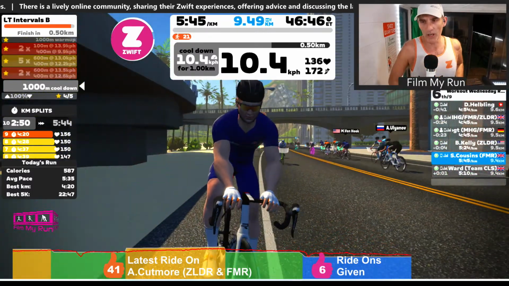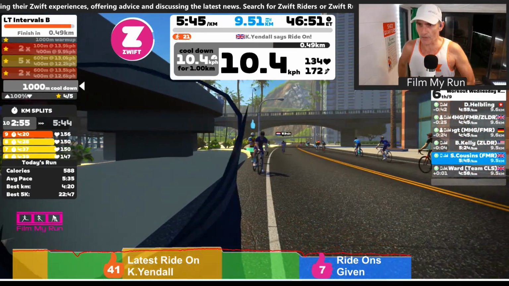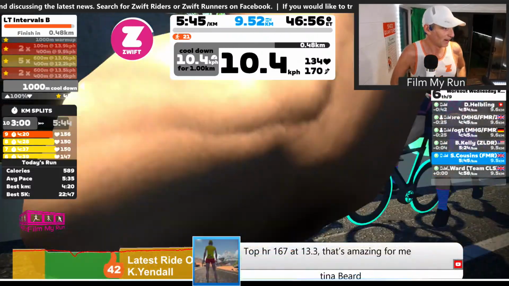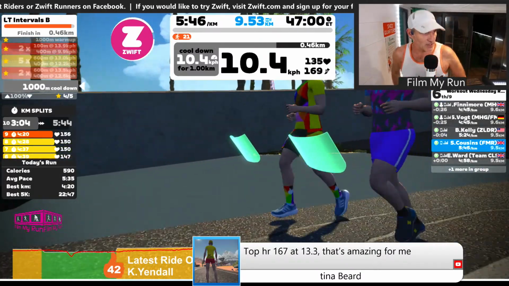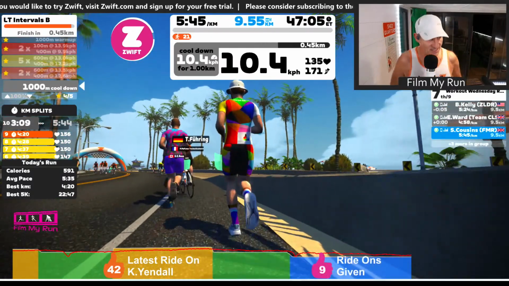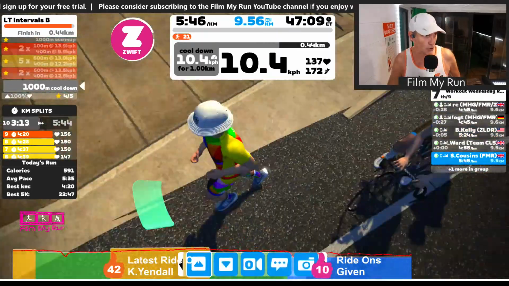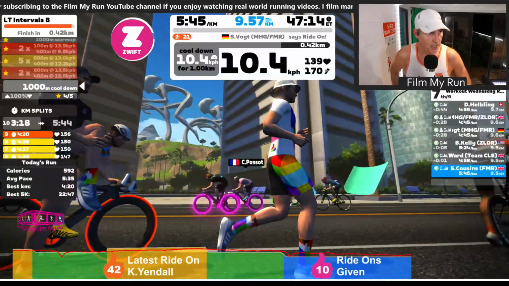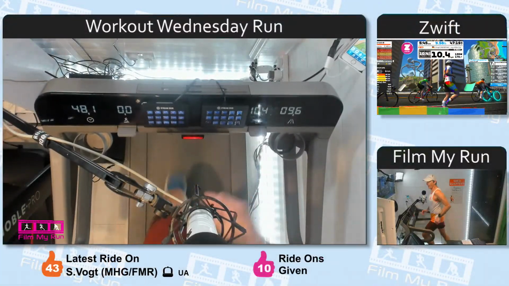So ride-ons to everyone. I don't think we can see anyone from the other groups, unfortunately, or I would go and give ride-ons to them. Max HR for Tina was 167, and she was at 13.3 kph. And she says, that's amazing for me. So a nice low heart rate for Tina. So she either needs to jump up a group or whack the percentage up a bit higher.